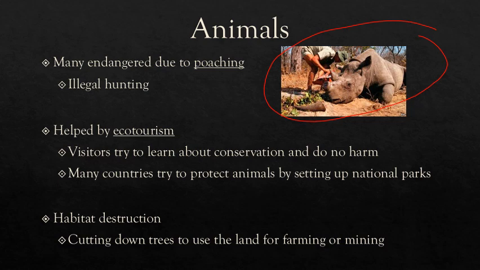Many of the countries are also trying to protect the animals by setting up national parks. Okay, this helps ecotourism because it gets more people to come in and watch and look at these animals. And it also stops habitat destruction, which is on the bottom part here. Okay, and habitat destruction is when you go into an area and you ruin the place that these animals live by cutting down their trees and using it for human purposes. Things like farming or digging into the ground to get whatever mineral or metal or gem or whatever else you're trying to find inside of that ground.